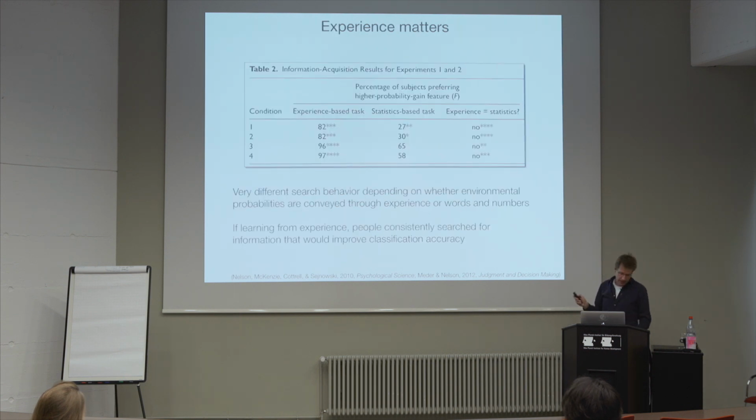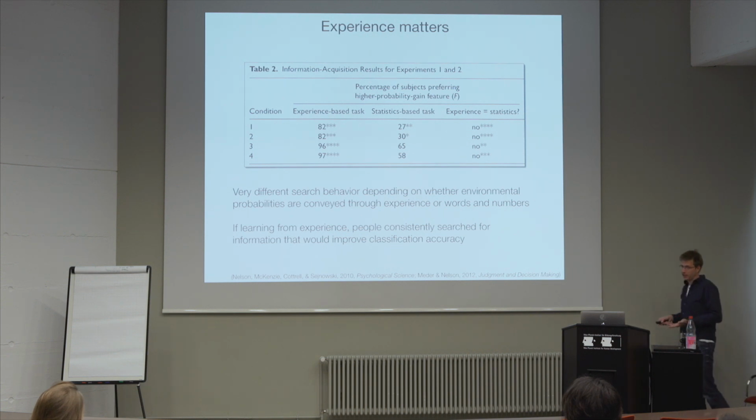What you see here is from a paper by Jonathan Nelson, 2010. You can more or less ignore the conditions. These are just various probability structures. But the key difference I would like to point you to is these two columns. This is the experience-based task, where they have learned in a try-by-try fashion, and this is the statistics-based task, where they get a verbal description. The numbers are the percentage of subjects who prefer the higher probability gain feature. And as you can see, there's a massive difference between these two presentation formats.